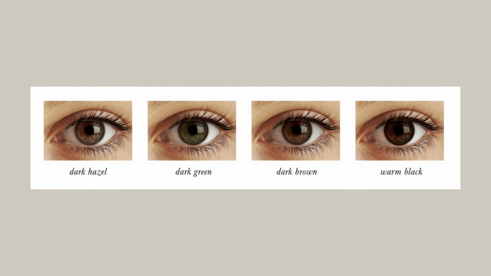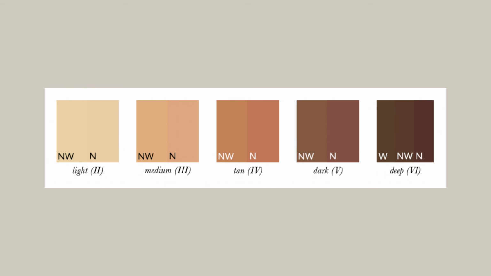The most common colors for dark autumn eyes are dark hazel, dark green, warm dark brown, and warm black. You may notice swirling and erratic borders around the pupil and freckles on the iris, which are characteristic of autumn eyes. The skin is either neutral or neutral warm, meaning both gold and silver look good against it, but gold looks better. Dark autumn skin comes in a variety of shades ranging from light to deep.